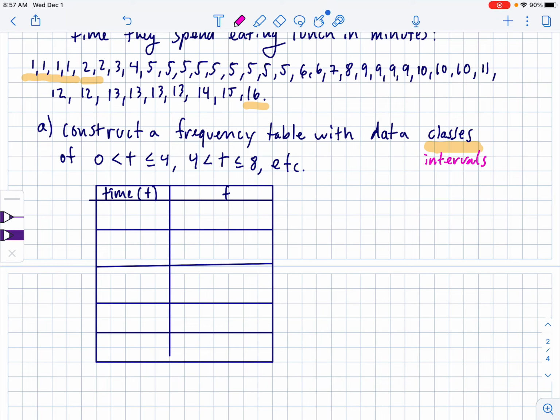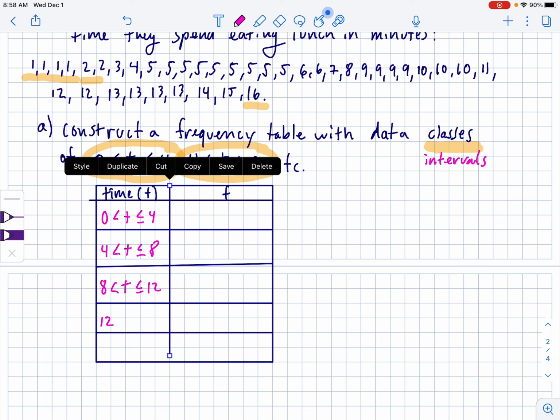or 4 to 9 rows. So they're telling us we're going to split this up into intervals of 0 to 4, 4 to 8, and then the next one would be 8 to 12, and then 12 to 16. So let's put these intervals in here. 0 to 4, 4 to 8, 8 to 12, 12 to 16. And that should cover all of the data.